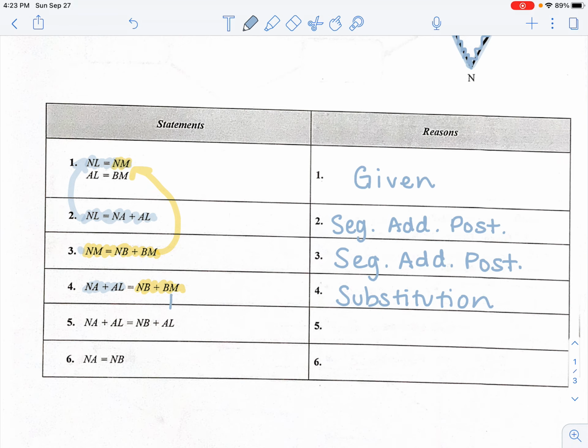From the next step, all that looks like that changed was the BM became AL. If you remember from our givens, those are equal, so they substituted again. And it looks like they just got rid of the ALs finally, so they subtracted AL from both sides. And that is how they proved that NA equals NB.